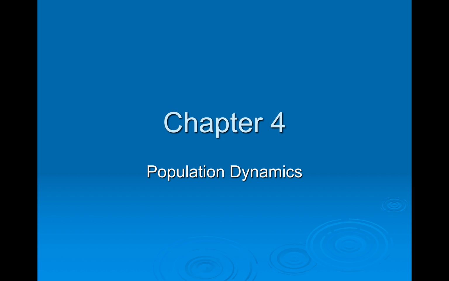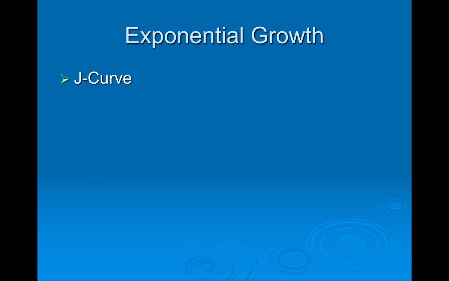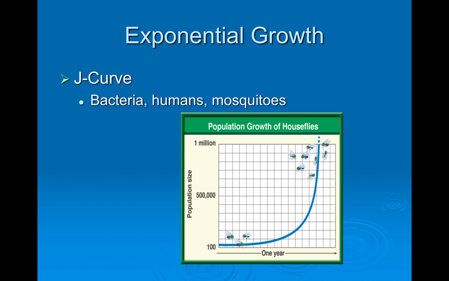Chapter 4 is on population ecology. So, how populations, what factors affect population in an ecosystem. All right. So, you'll want to make sure that you take notes over this. We will have a quiz on this next class period.